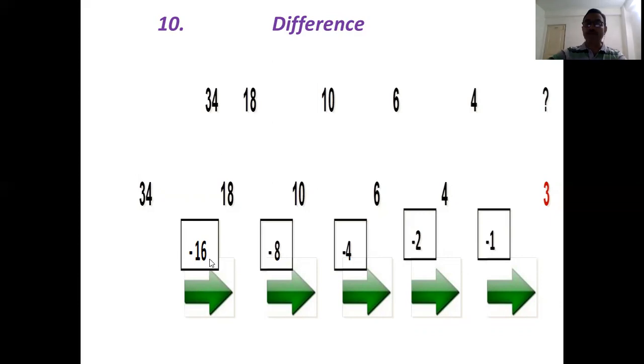It is getting half. Like half of 16 is 8. Then half of 8 is 4. Then half of 4 is 2. Then half of 2 is 1. So in the same way, I can predict the next element would be 4 minus 1, 3.